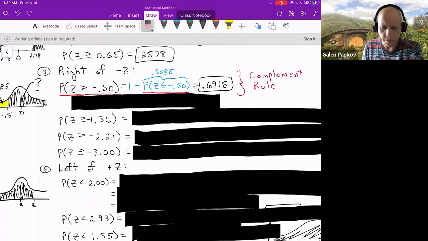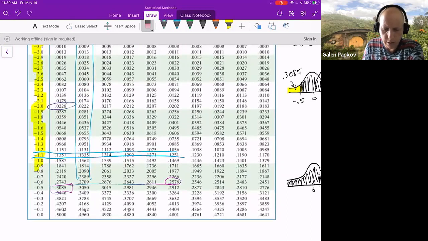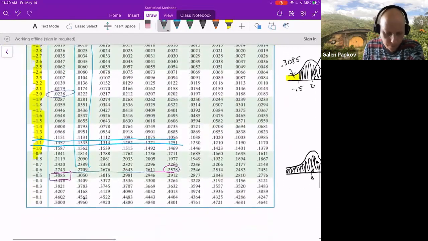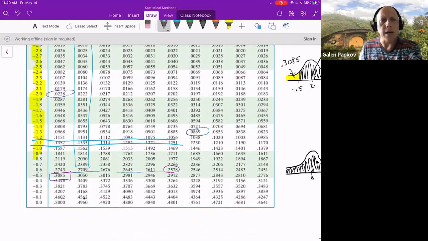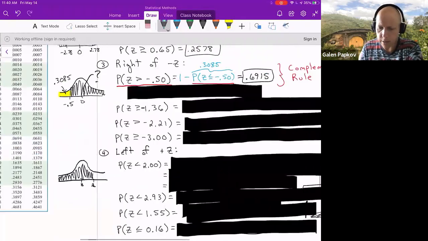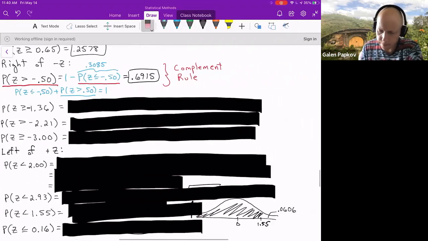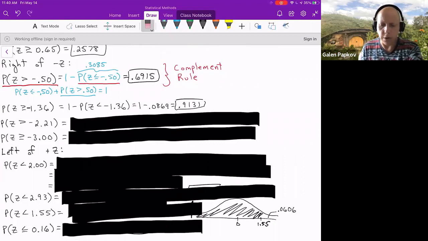Let's take a look at one more. The area to the right of negative 1.36. So negative 1.36. This is 3, 0, 1, 2, 3. Okay, that's going to be this value here. But that's the area to the left. We want the area to the right. So you subtract that from 1, and you've got 0.9131. You can see that, 0.9131 right there.